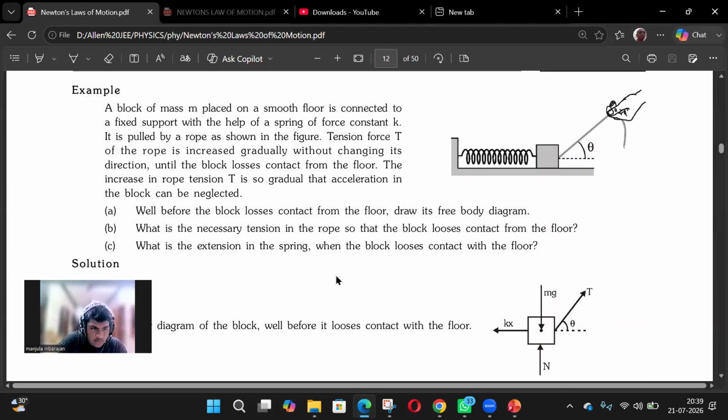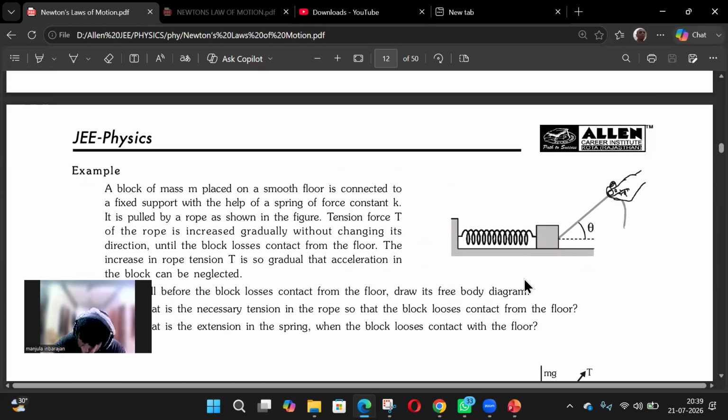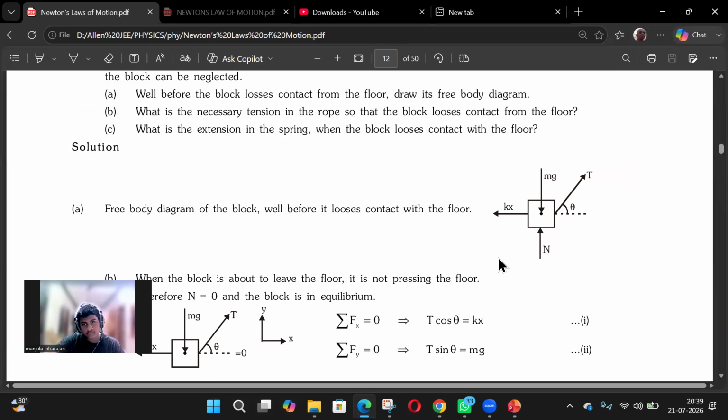Resistance, and one tension force from the string, then a backward force from the spring. So this is the free body diagram. Tension is there at an angle theta. Weight because of gravity. There's a normal direction because there is a contact here. And the spring force. So you can see the unknowns are T, kx, and the normal in the gravity direction.